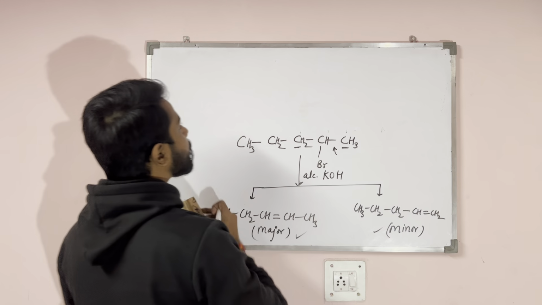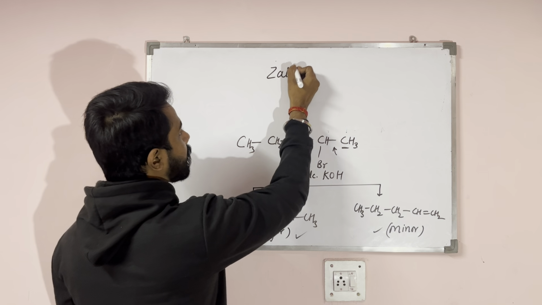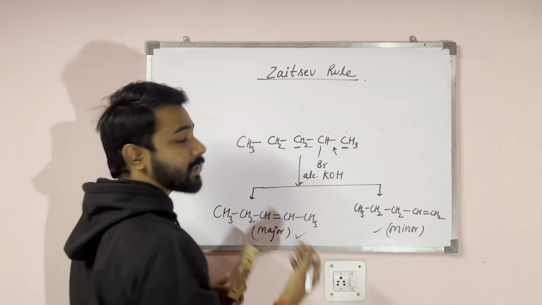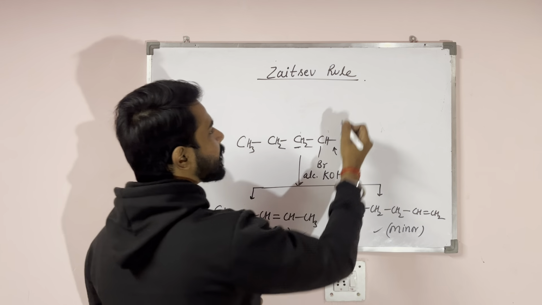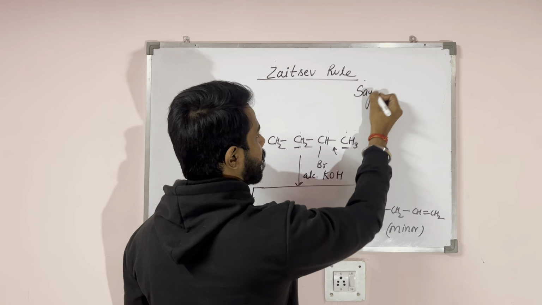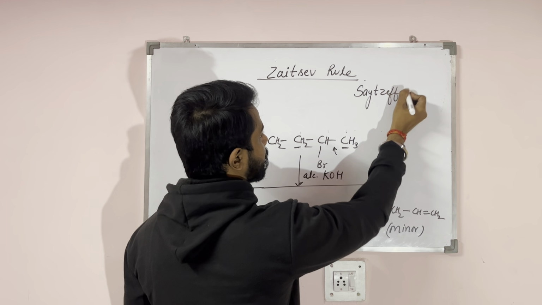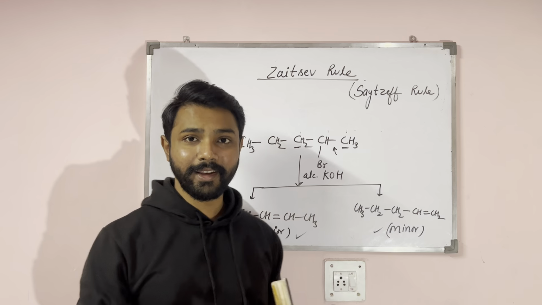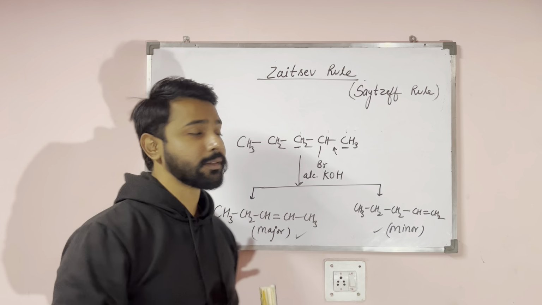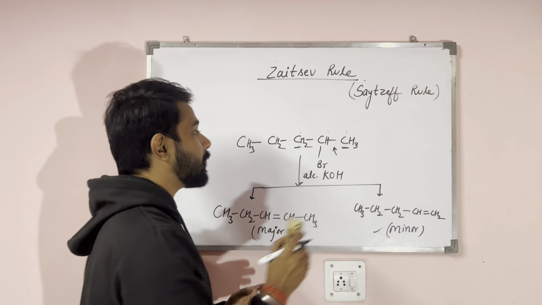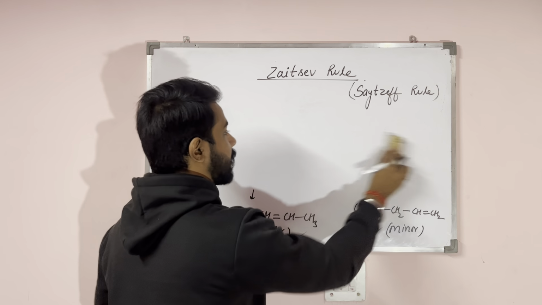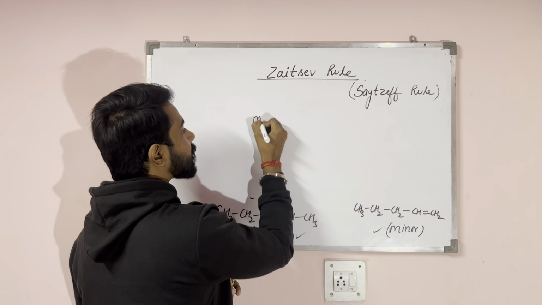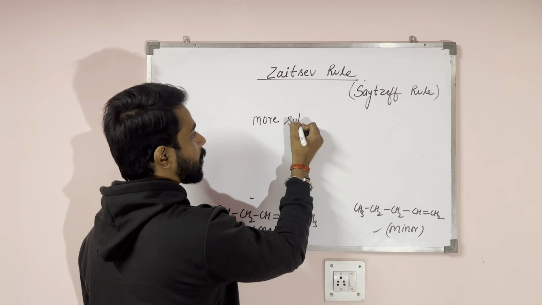So this is the Zaitsev rule. Please note it down, the Zaitsev rule. Either you can say Zaitsev or Saytzeff, both the words are correct, both the rules are the same, there is no difference. So as per this rule, please note it down: in the beta elimination reaction, or in the elimination reaction, we will get the more substituted alkene as the major product.